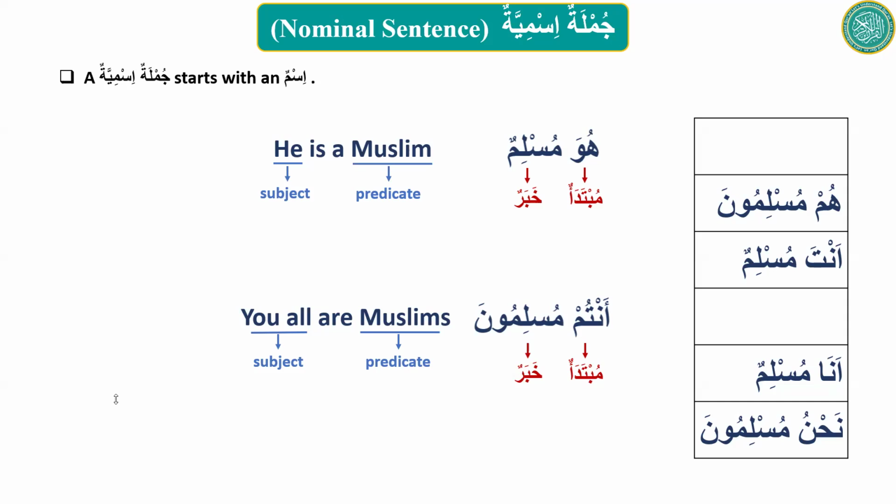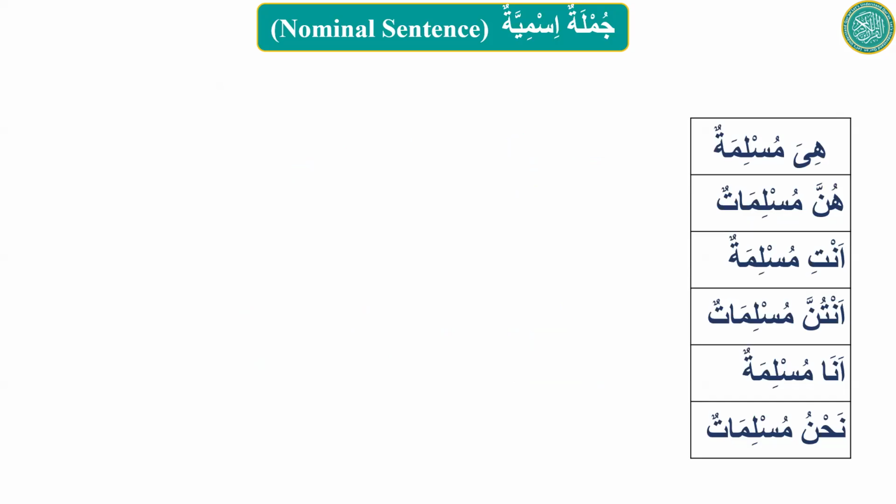Mubtada is proper or common? Proper, sir. And Muslimuna is common. Do they match in terms of number and gender? Yes, sir, number and gender are the same. Both are plural, both are masculine. All right. So this is jumla ismiyyah. Simple as that. There's not much to it actually. If you are thinking it's going to be complicated, it is not complicated.